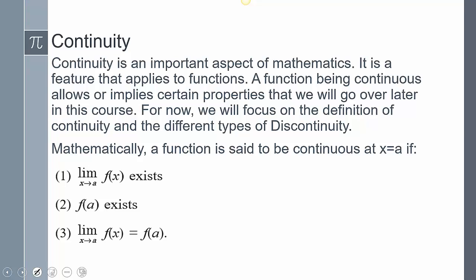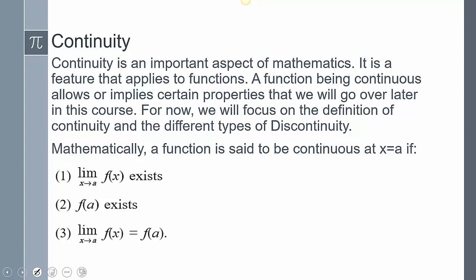Mathematically, a function is said to be continuous at x equals a if these three things apply. The first, the limit as x approaches that number of your function exists. Meaning, when you plug it in, it's true. Remember, when we were looking at a few functions, when we plugged in the limit, we got 0 over 0, or we got a value over 0. Well, that would mean that they did not exist necessarily, but know that it would first have to exist. So we have to make sure that the limit exists.